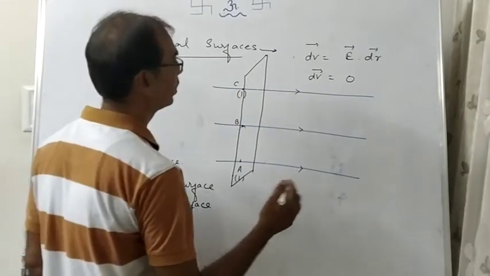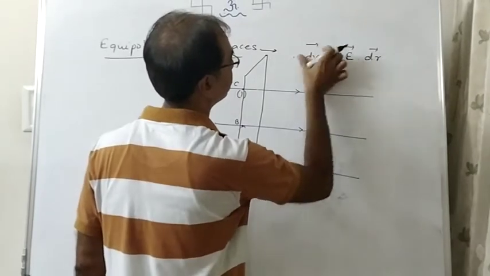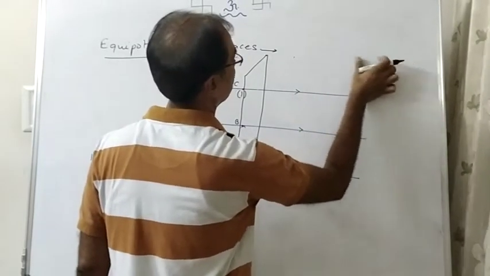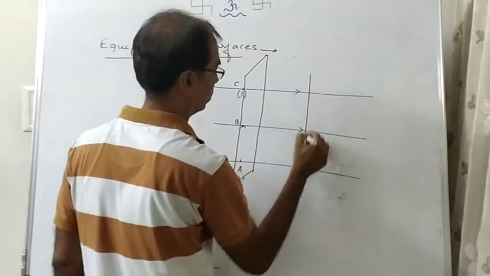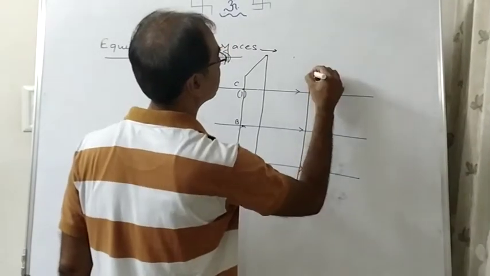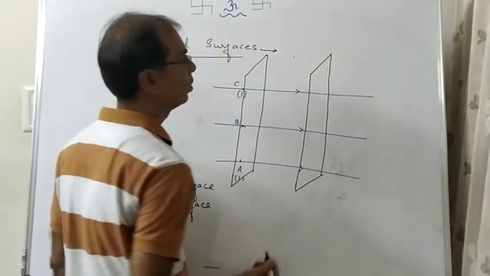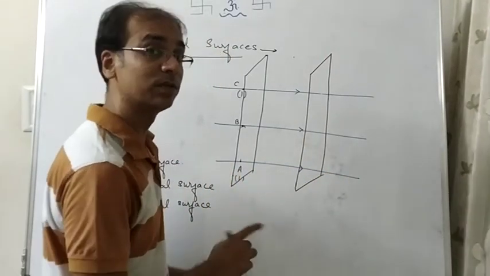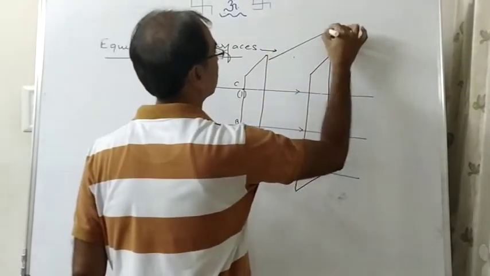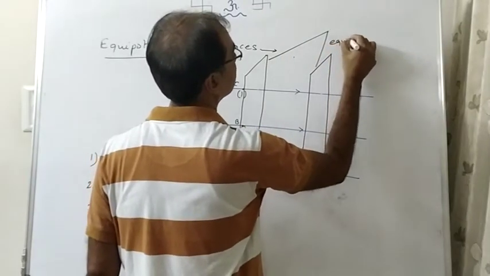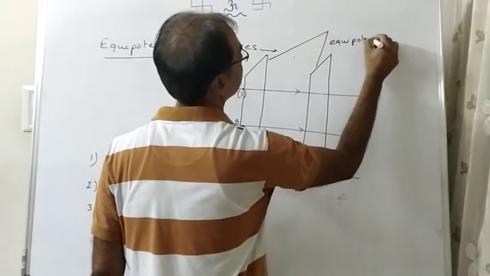In the same way, if I make another one over here, okay, one more, something like this. Okay, these are all what? Equipotential surfaces. Which type? Plane. These are equipotential surfaces, but plane surfaces.